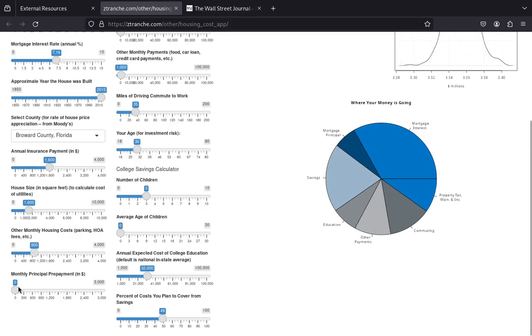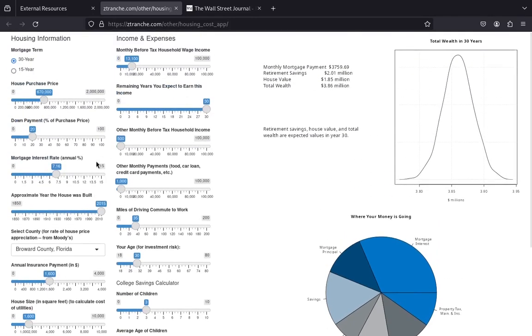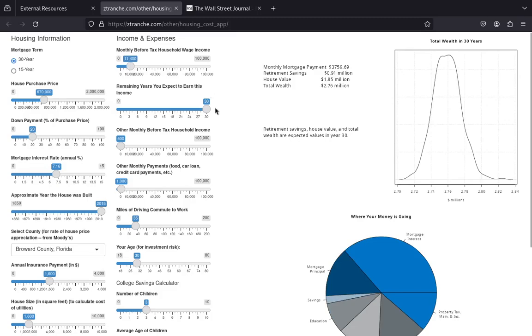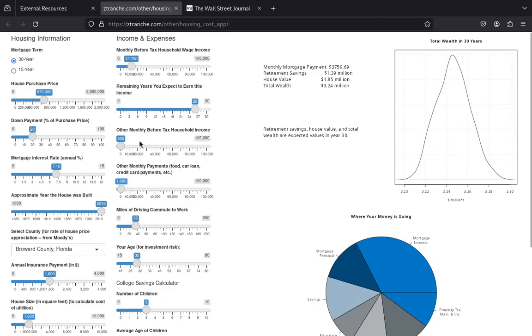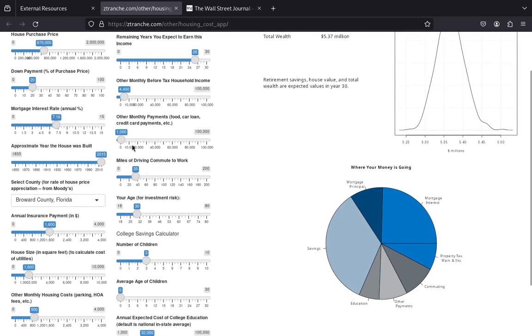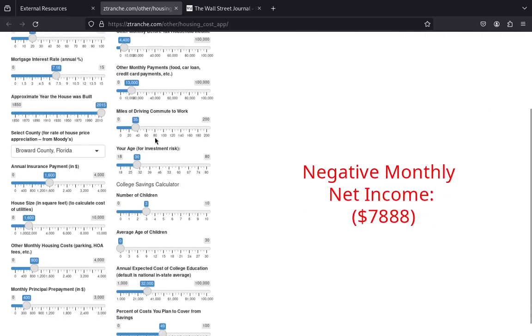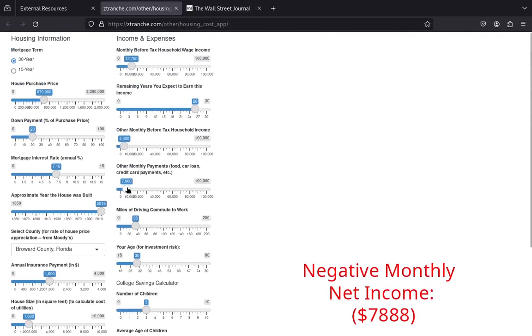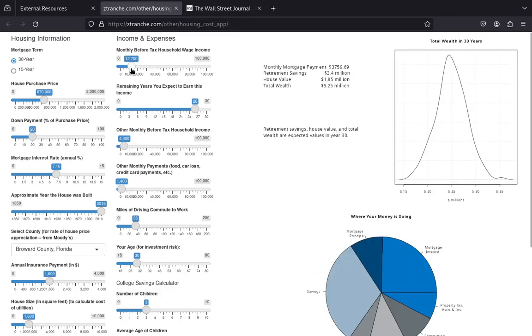This just allows you, if you want to prepay, do you have any other costs? This is just fine tuning it to your financial condition, or the particulars of your financial case. In other words, you have roughly your age, right? So I expect to earn that for this many years. Any other income you have, other monthly payments, yeah, negative monthly income. So that's, let me move that up a bit.